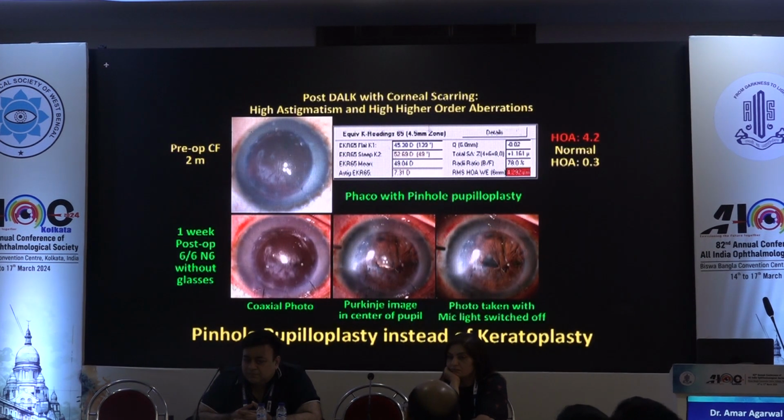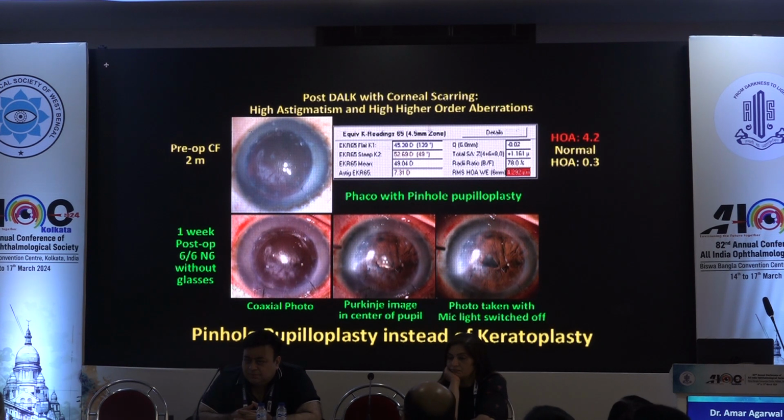This was a post-DALC. Look at the picture on the top. Done by us only, post-DALC, but there's a scarring on the cornea. Okay? I said, listen, I'm not going to redo a DALC. I did a pinhole. See a pinhole? This is without the microscope light. This is how coaxial. Look at 1 week post-op, 6, N6 without glasses.